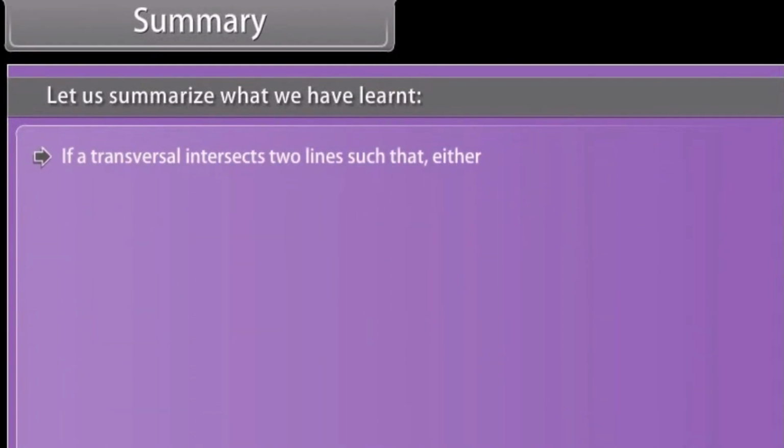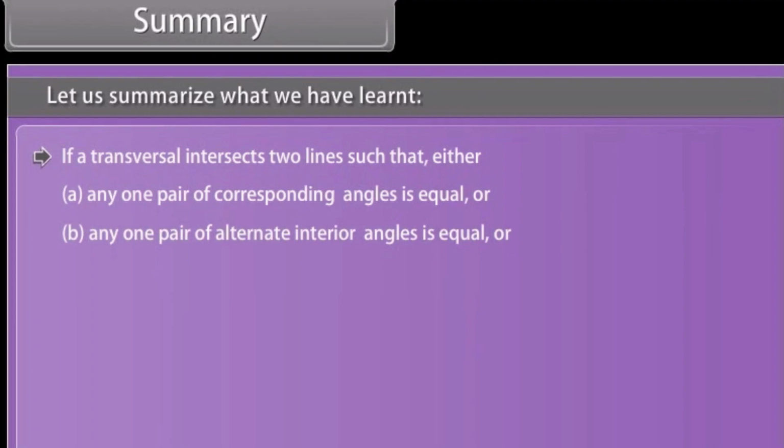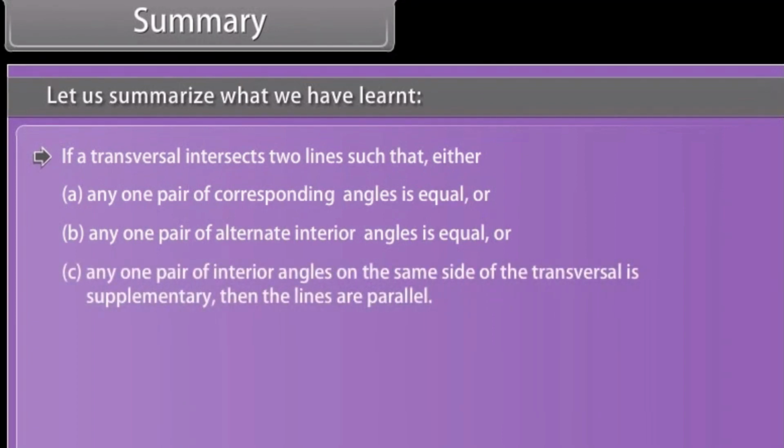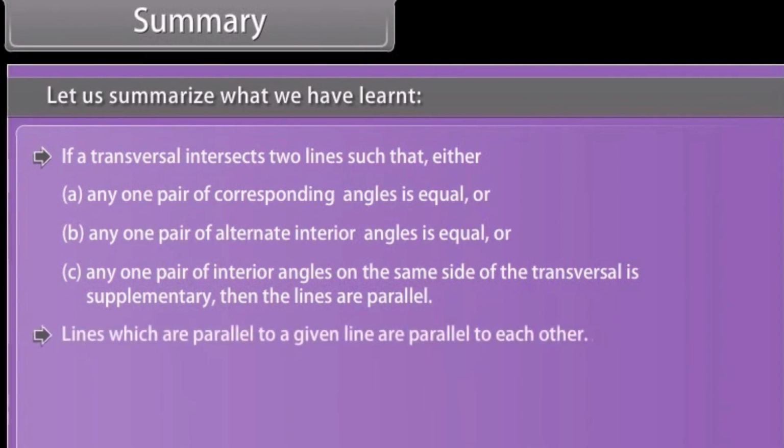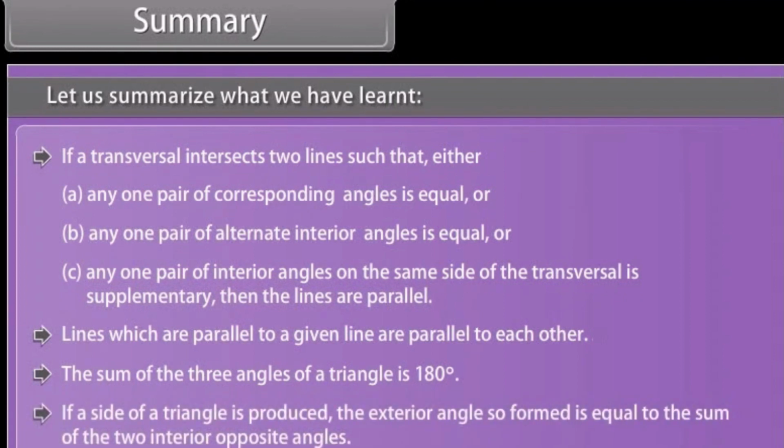If a transversal intersects two lines such that either any one pair of corresponding angles is equal, or any one pair of alternate interior angles is equal, or any one pair of interior angles on the same side of the transversal is supplementary, then the lines are parallel. Lines which are parallel to a given line are parallel to each other. The sum of the three angles of a triangle is 180 degrees. If a side of a triangle is produced, the exterior angle so formed is equal to the sum of the two interior opposite angles.